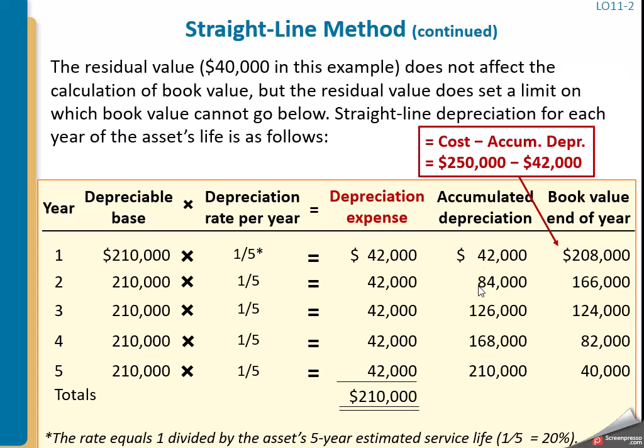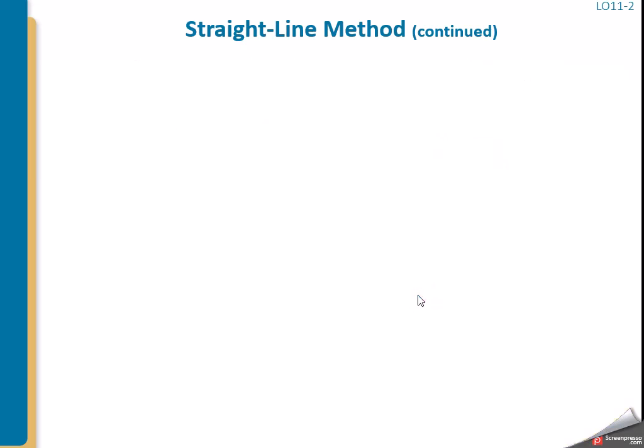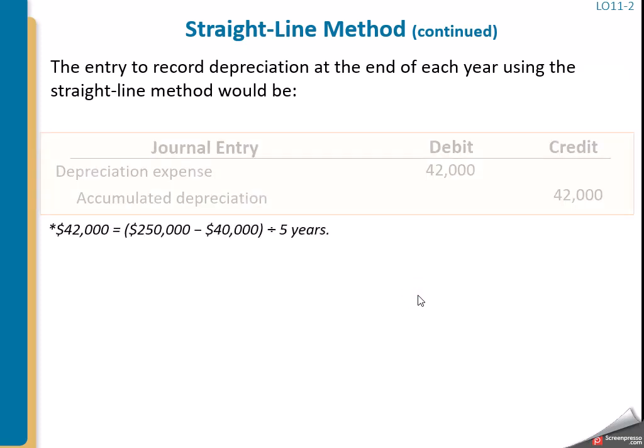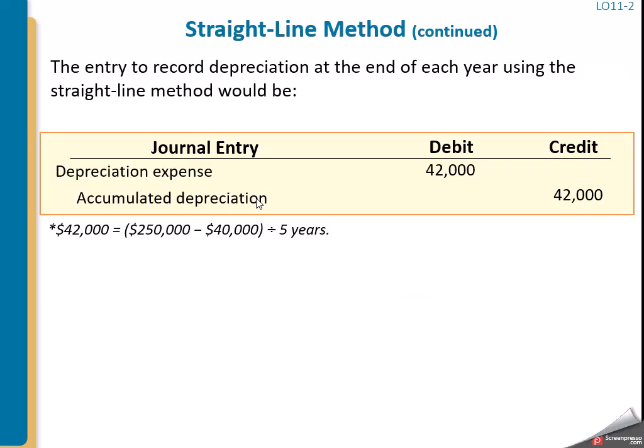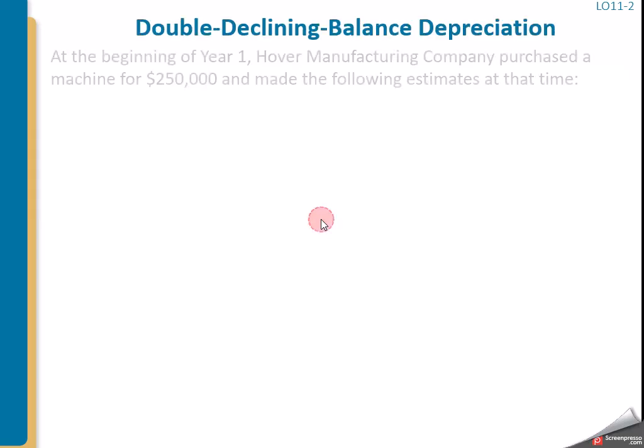Our accumulated depreciation goes up by that $42,000 every year. Our book value goes down by the $42,000 every year. And then at the end of the service life, we'll have that $40,000 that we estimate that we're going to get when we trade it in or when we sell it. So then our journal entry every year is going to be to debit depreciation expense for $42,000 and then credit accumulated depreciation.